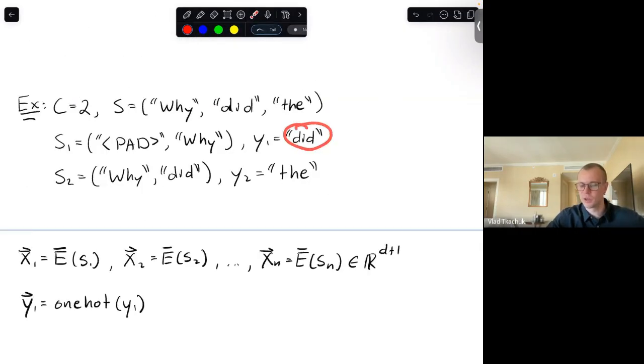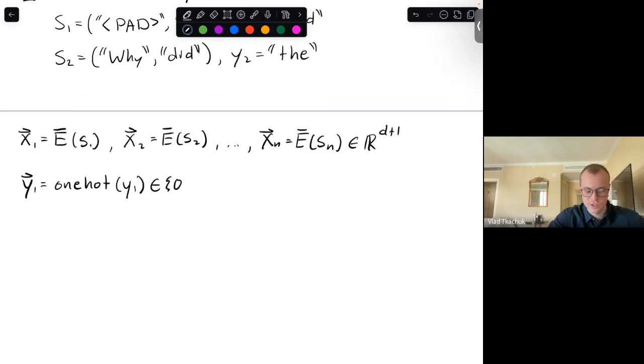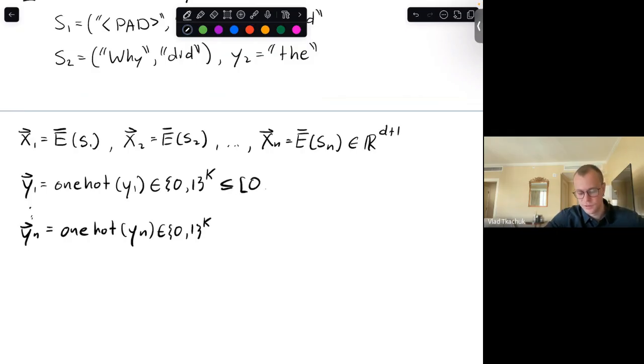So this should be encoded as some number, right? And this word, though, would be encoded as another number in your vocabulary, and this would just give you a 1 in that index. So this is an element of {0,1}, and it has 0 everywhere other than one of the indices. Okay, and then up to yn, one-hot of yn, this is also in {0,1}. And of course, this is a subset of the continuous interval [0,1]^k, which is the probability vector you actually will end up predicting.